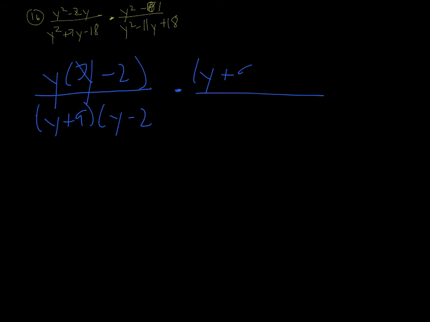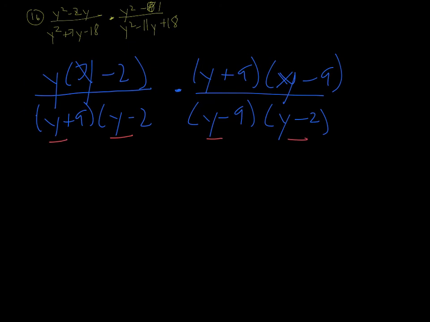Factor the next, that's a y. And the bottom, y minus 9, y minus 2. Domain restrictions. So each of these are a domain restriction. I'm not going to write this one out twice because it's going to have the same domain restriction. So y cannot equal, for the first one would be negative 9. Second one would be 2. The next one would be 9.